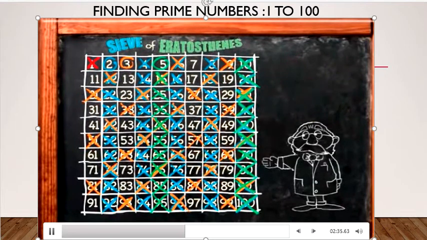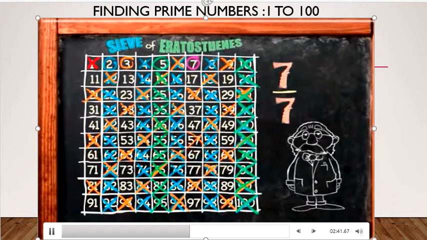Looking at the table, our next unmarked number is 7. It is prime because it is greater than 1 and only has 1 and itself as factors. We'll circle it and then proceed to mark its multiples. Most of 7's multiples are already crossed out because those multiples have more than 2 factors.